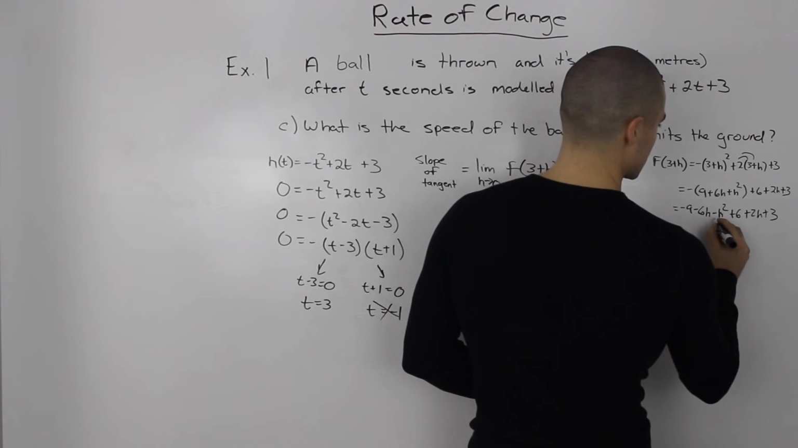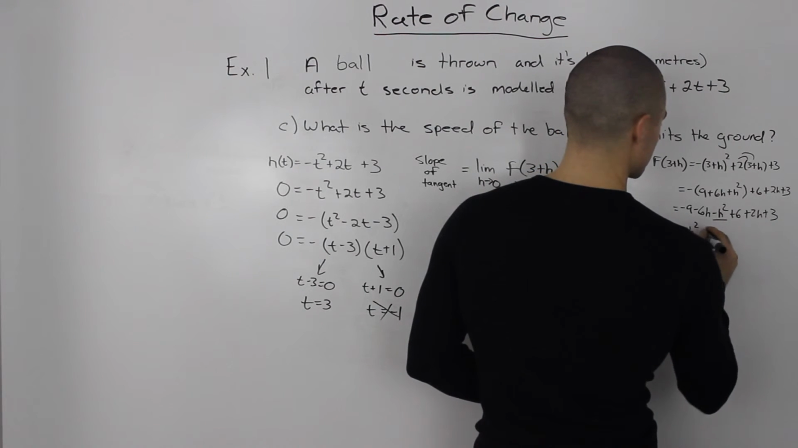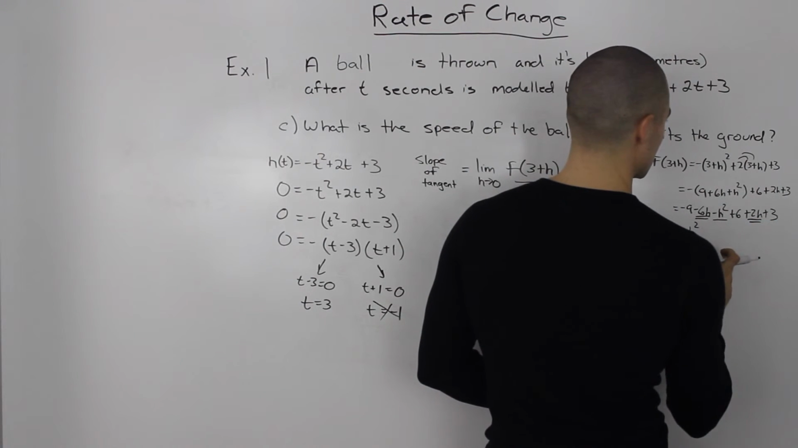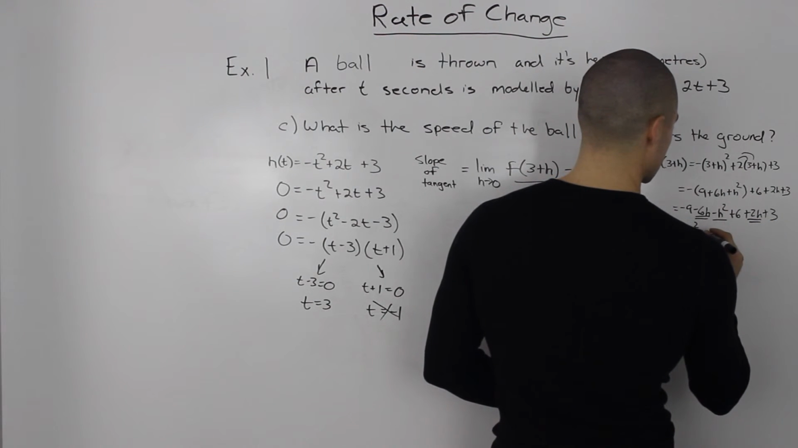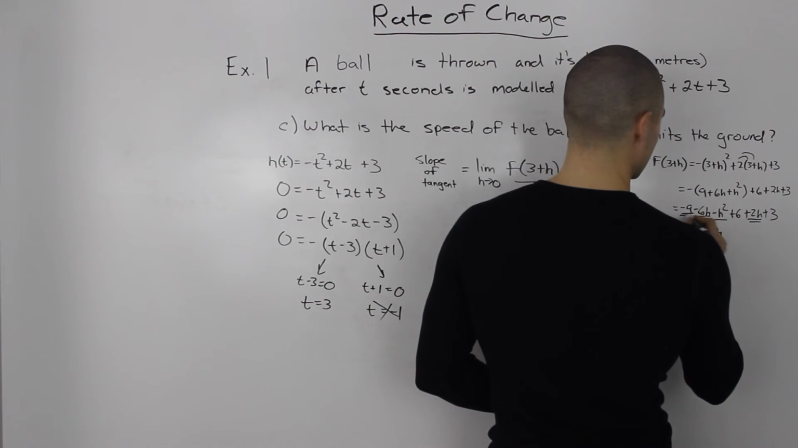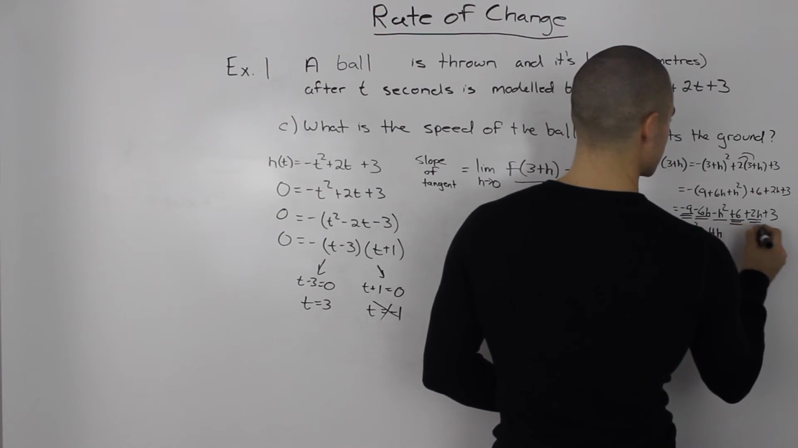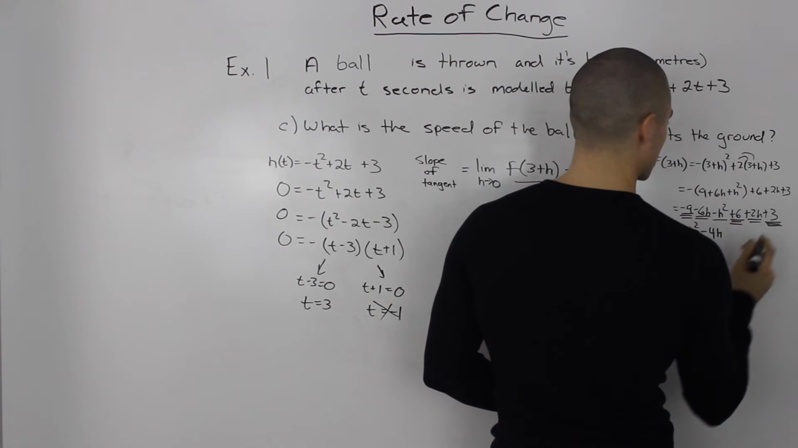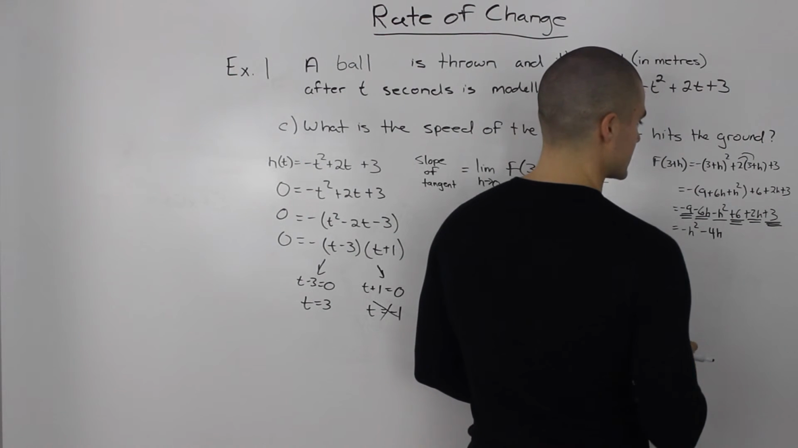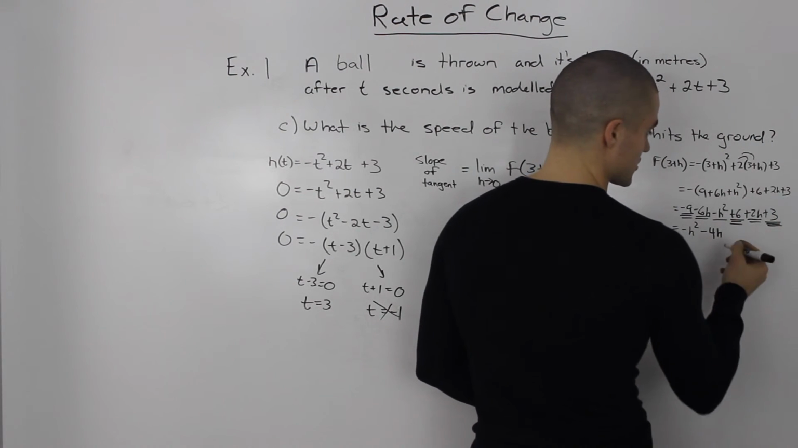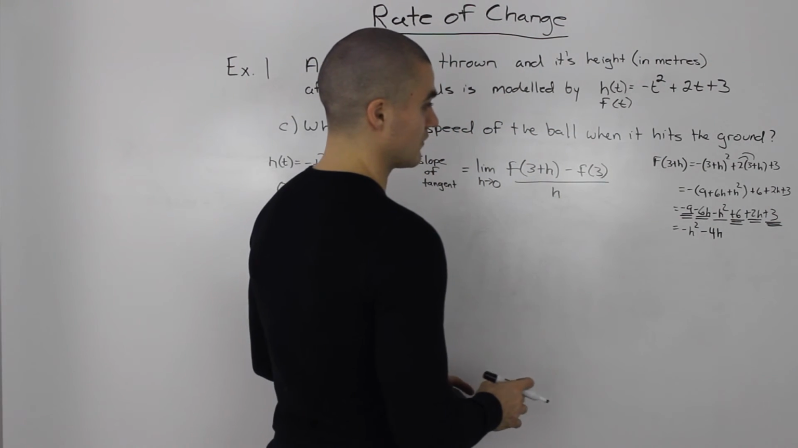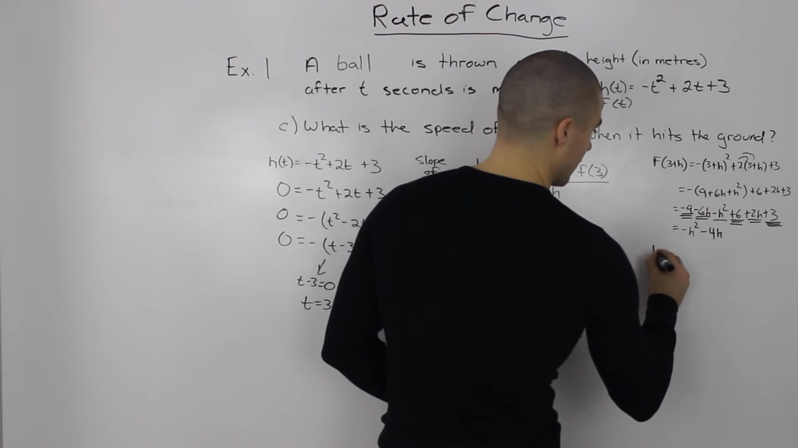Let's collect like terms, so the negative h squared is by itself. The negative 6h combines with the 2h, so we'll get negative 4h here. And then the negative 9, the positive 6, and the positive 3 combine. So negative 9 plus 6 is negative 3, and negative 3 plus 3 is just 0. So we don't even have a constant term here.